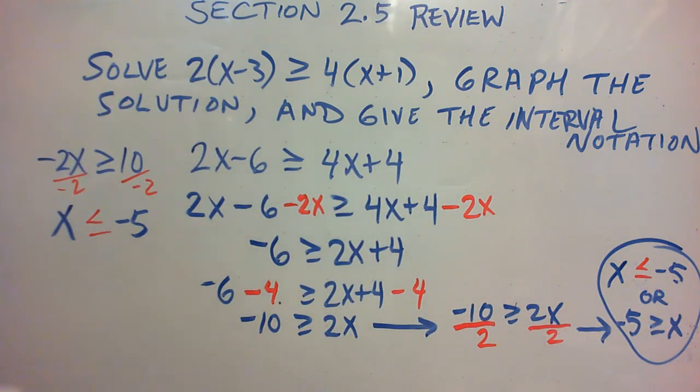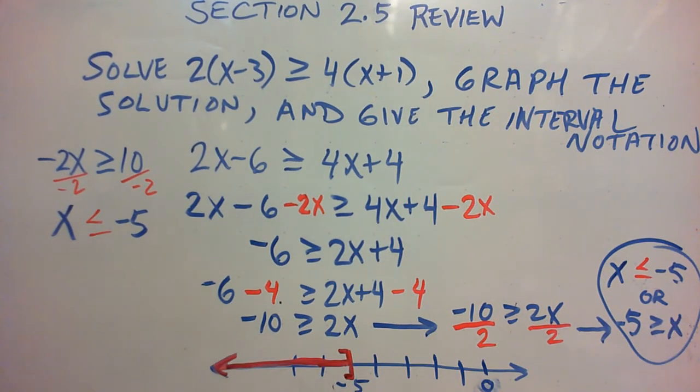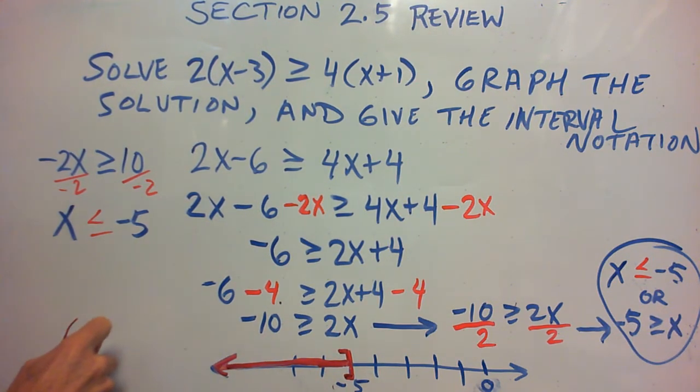Okay, so now we can graph that solution. So on our number line, the solution starts at negative 5, including negative 5, goes out to negative infinity. So we use the square bracket at negative 5, and so then we would write that answer in interval notation. Negative infinity is our left endpoint, since there is none, and then negative 5 is our right endpoint with the square bracket.